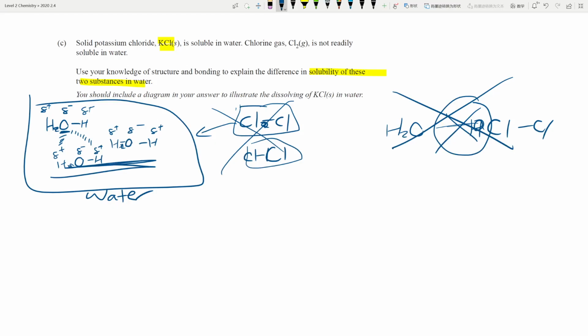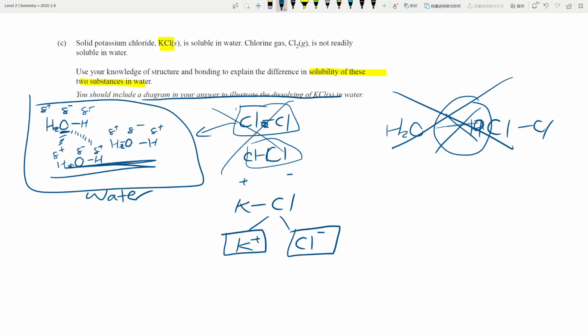They say you should include a diagram to illustrate the answer for KCl. So KCl looks like this. This side is positive, this side is negative, because your KCl will break down to K+ and Cl-. And when you put KCl in water, they will separate. Why do they separate? Because they are soluble. Why are they soluble? It's because water molecules are polar.